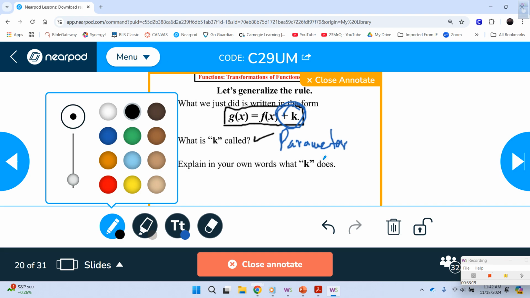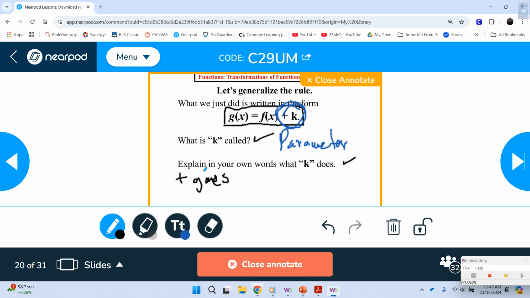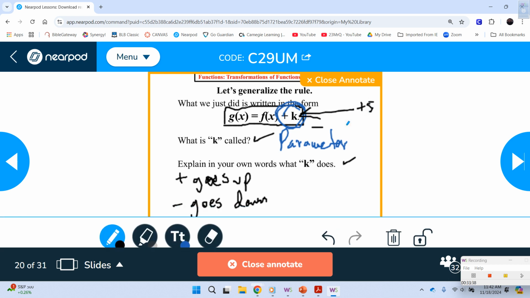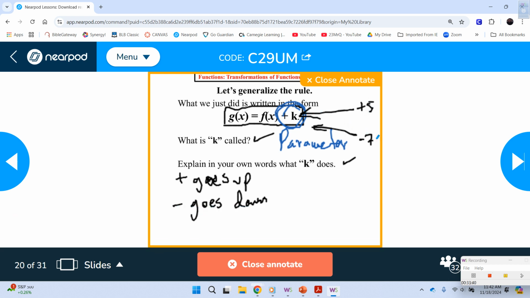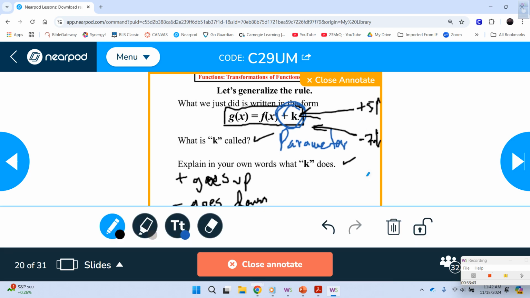Explain in your own words what k does. Positive goes up. Negative goes down. So whenever we substitute a positive number there, like a positive 5, it goes up. And if we substitute in there a negative 7, it goes down. Positive goes up, negative goes down. Okay. Pretty good, yes? All right.